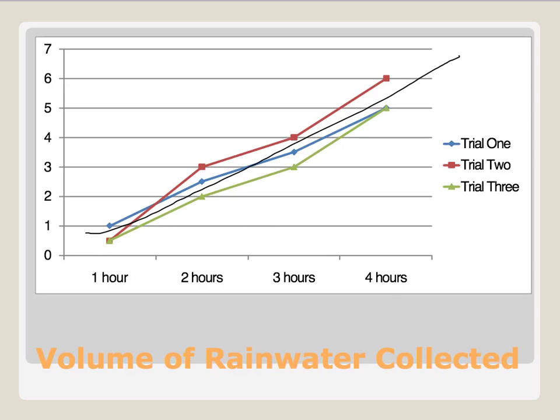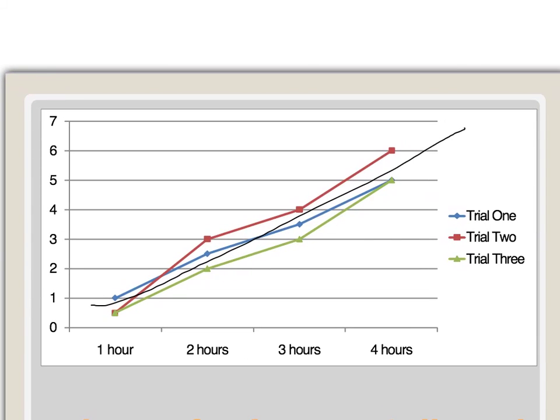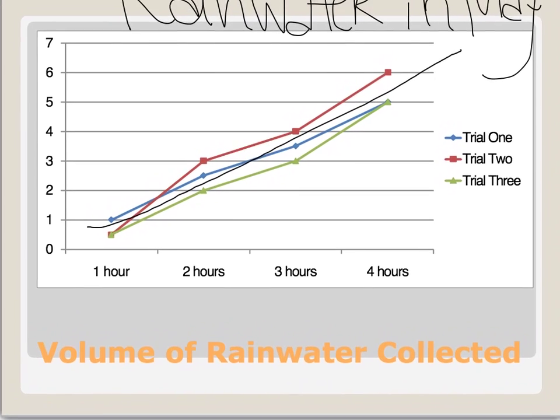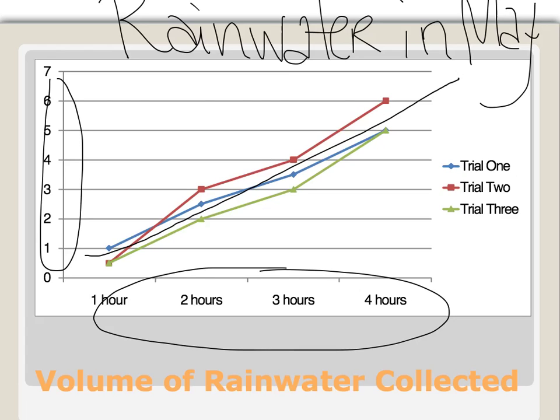There are also a couple of problems with this graph in that there is no title. It needs a title like rainwater in May, perhaps, right? And then it also needs to include labels on each axis. So over here we should have days of May or something to that effect, and down here we should have hours of rainwater collection or something like that.